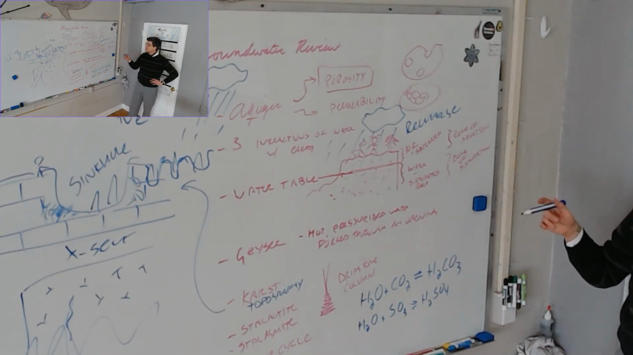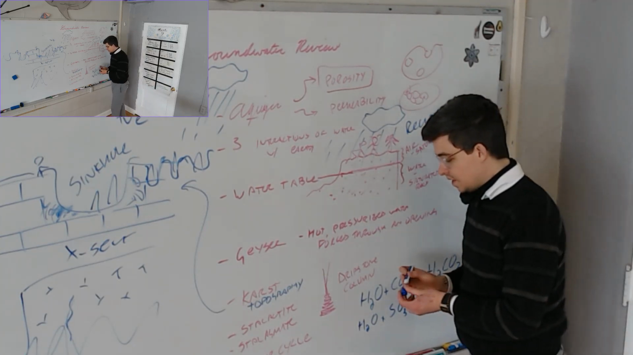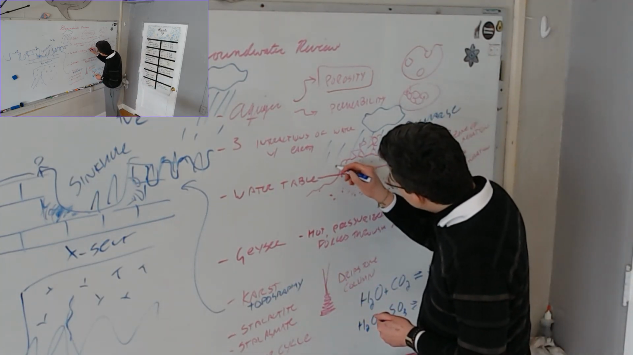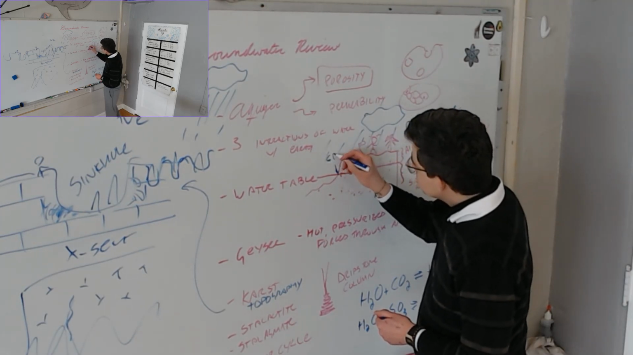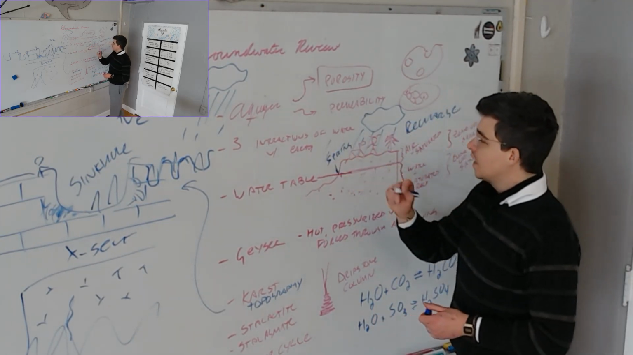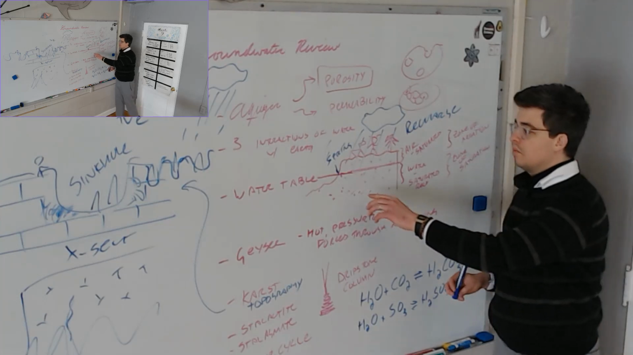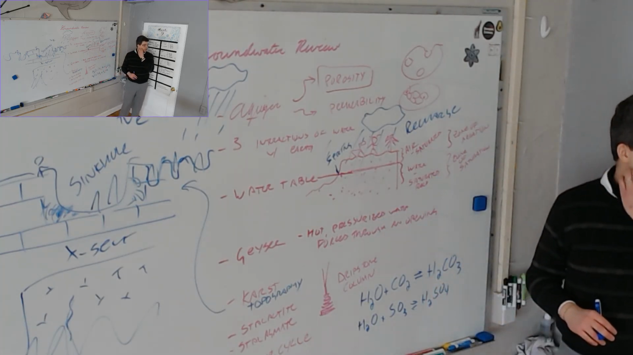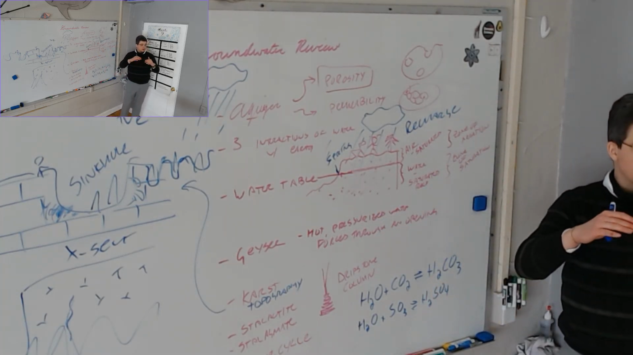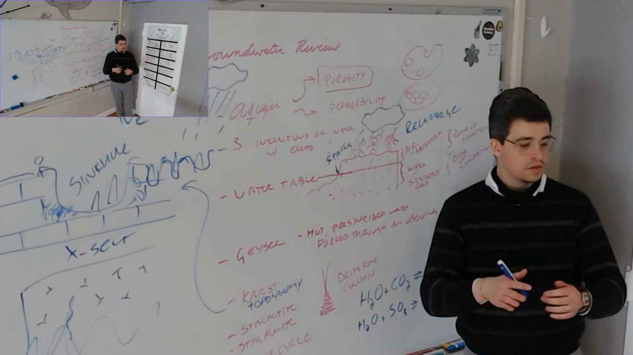Anyway, not right now. I do want to talk about springs. Look, right here, this guy is a spring. This little point right here is a spring. And there are different kinds of springs. But a spring is any place where the groundwater is becoming surface water. Where water is flowing out of the ground and onto the surface is a spring.